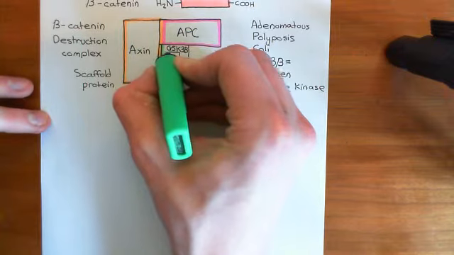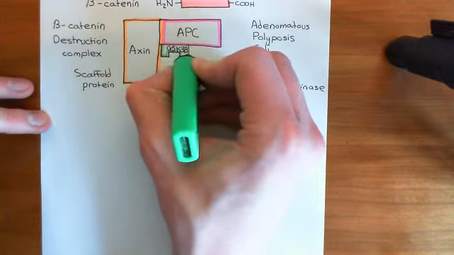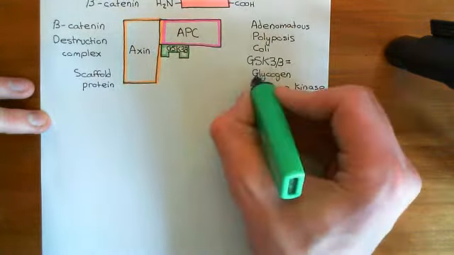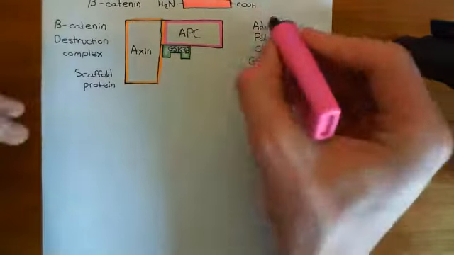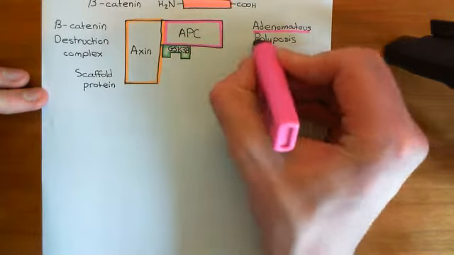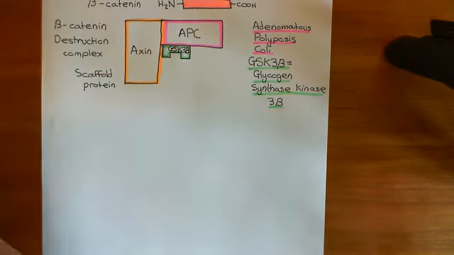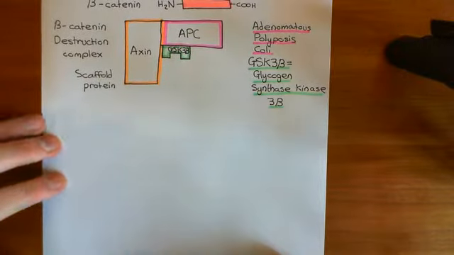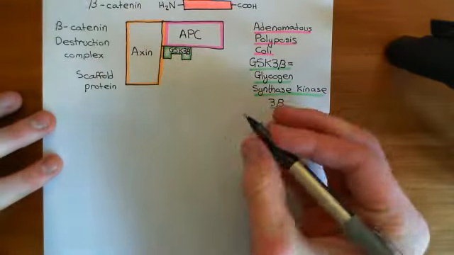Okay, so we'll colour glycogen synthase kinase 3 beta in green here. Okay, so this is glycogen synthase kinase 3 beta. I think I'll also underline adenomatous polyposis coli in vivid purple. Okay, right. Now, this is a kinase enzyme, okay? It's specifically a serine threonine kinase.